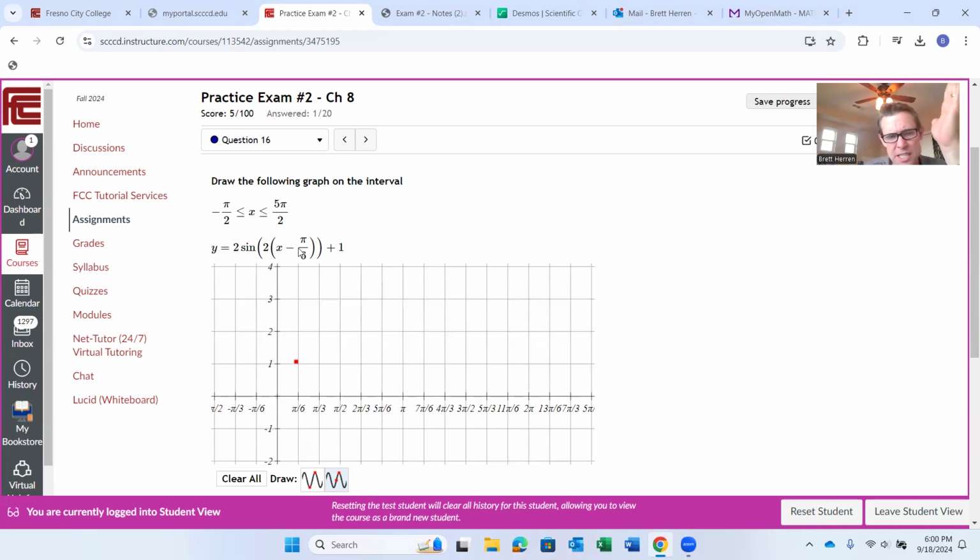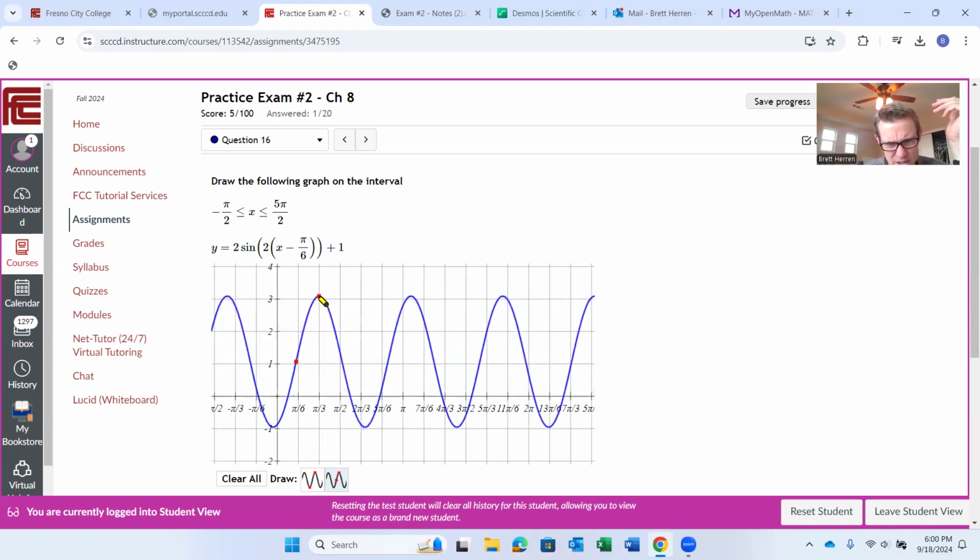This minus pi over 6, take the opposite of the number next to it. It says positive pi over 6. That's where it starts. Okay. Now, how high is it going to go? Well, this number in the front here, this 2, that tells you it's going to go up 2 and down 2 from the middle. So from right here, it's going to go up 2 and down 2. Okay, so there we go.